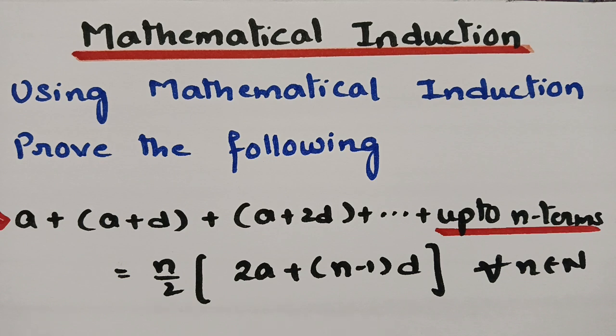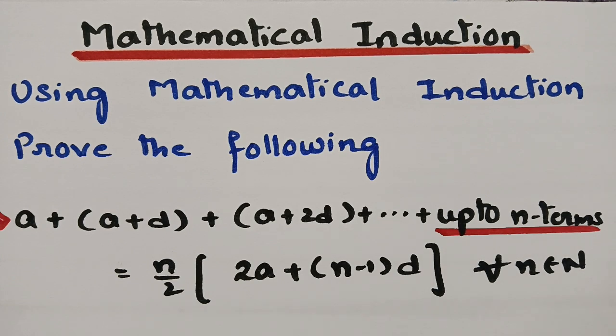And now let's begin with today's topic, which is mathematical induction, and this is related to MFCS, DMS, DMGT and Intermediate 1A. So now in this video, using mathematical induction, we are going to prove a plus (a plus d) plus (a plus 2d) plus and so on up to n terms, which is equal to n by 2 times (2a plus (n minus 1) into d), where n belongs to the natural numbers.